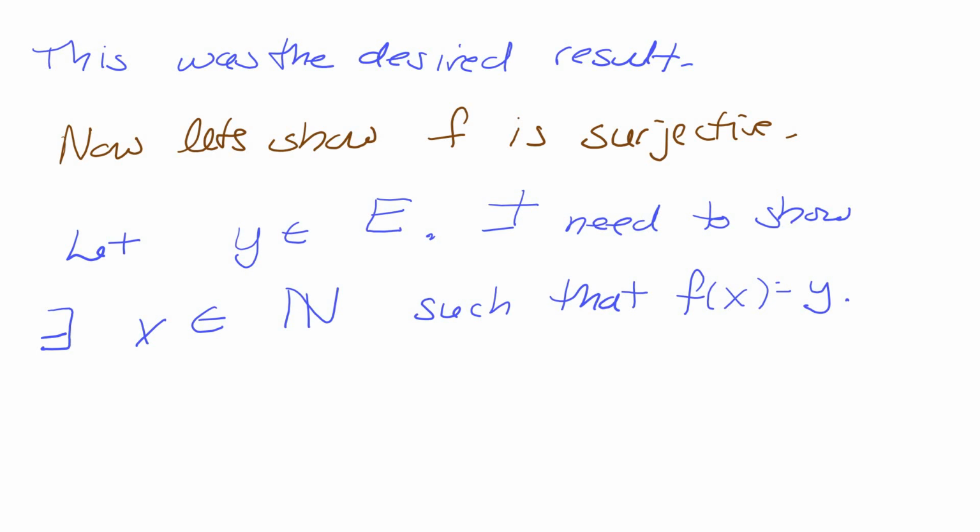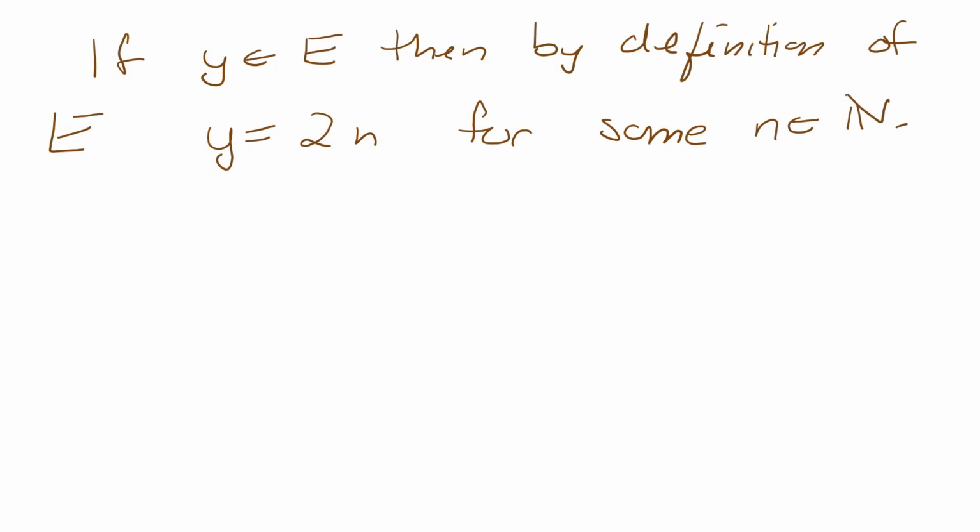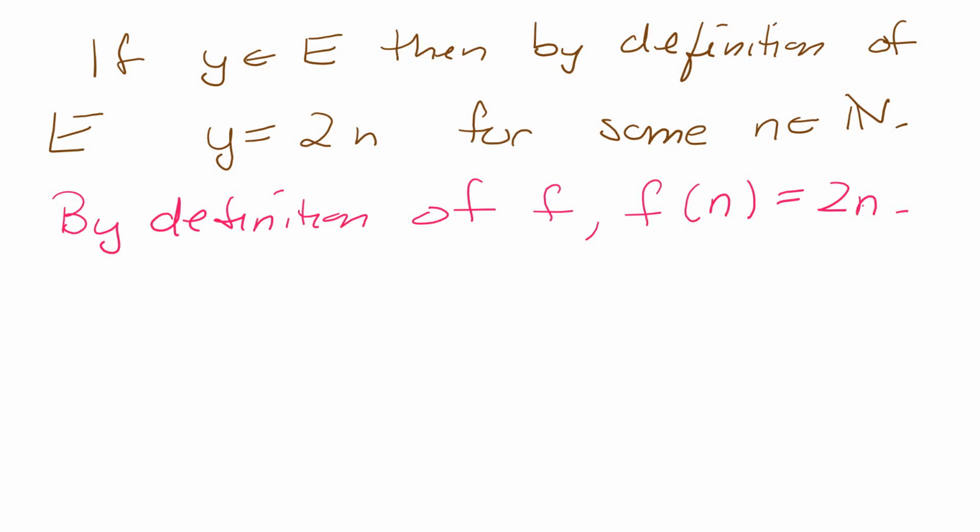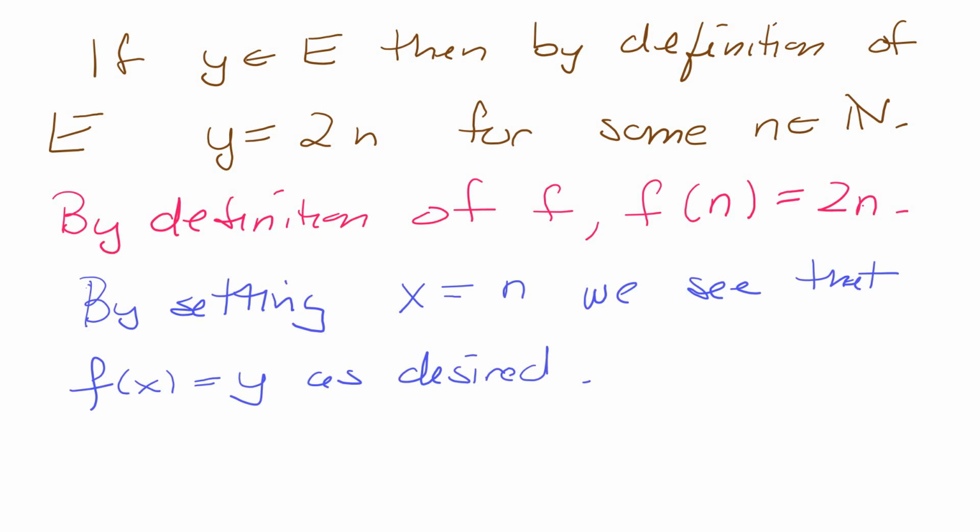This is the verbiage for onto. If y belongs to the range, then by definition of the way we define the range, y is equal to 2n for some n belonging to Z. By definition, f of n is 2n. By setting x equal to n, we see f of x equals y. So for every element in the range, I can find an element in the domain such that it can be paired to. And I should have put Z, not N.